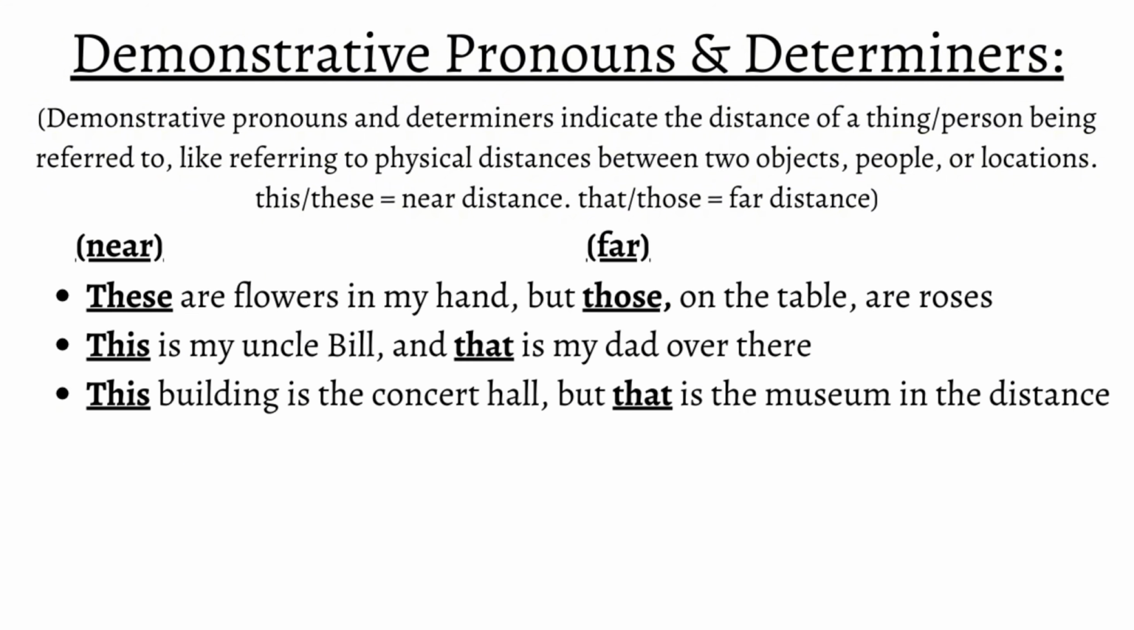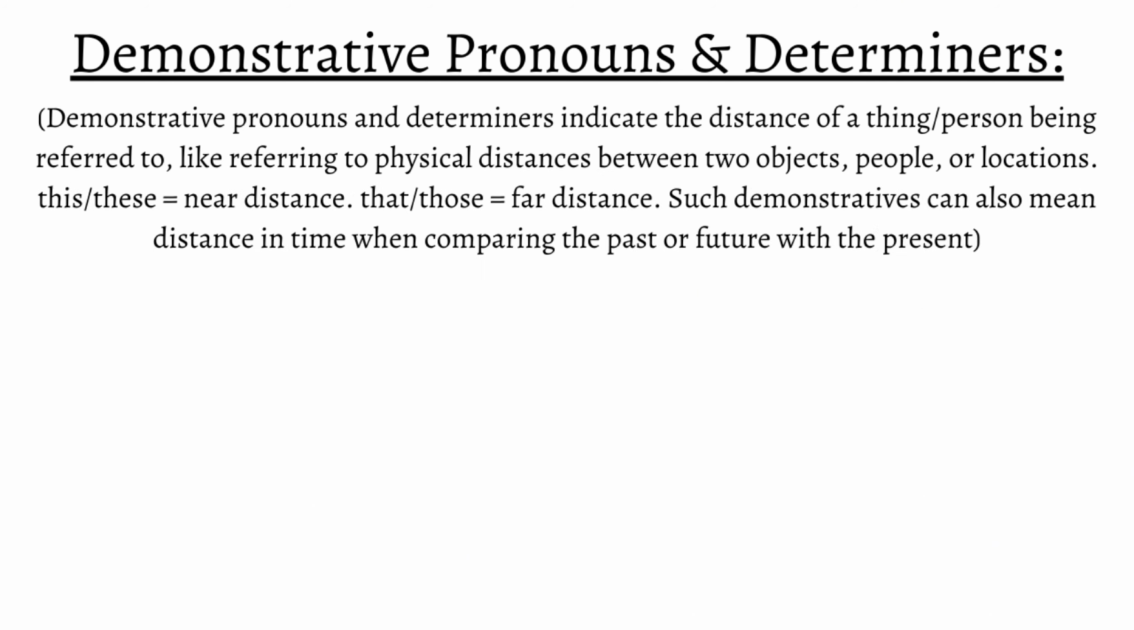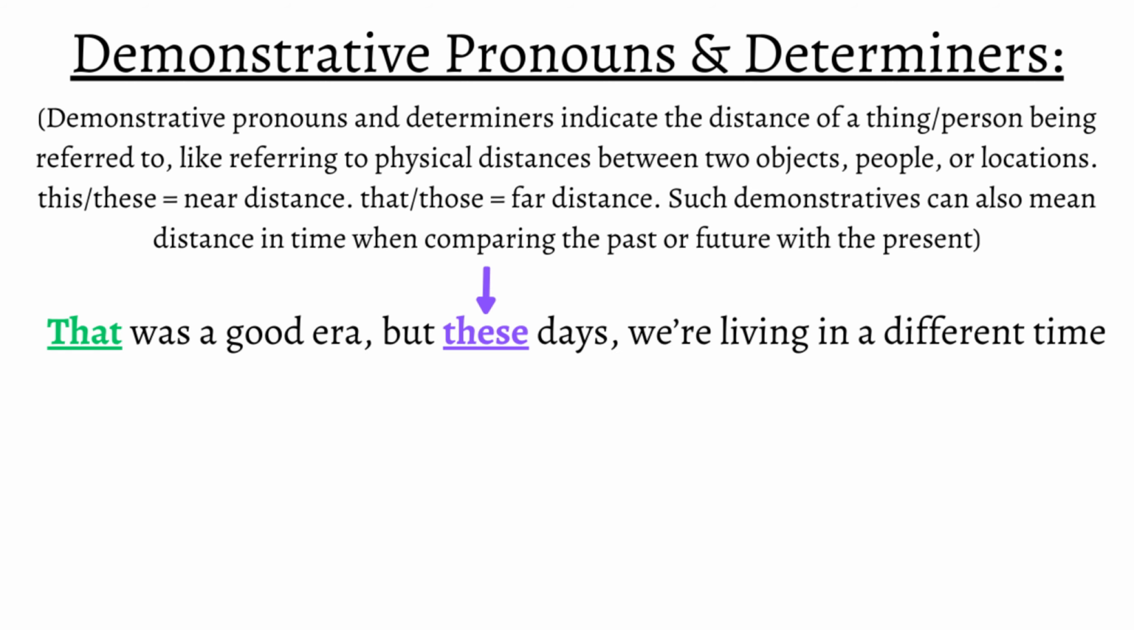Here are some examples. These are flowers in my hand, but those on the table are roses. This is my Uncle Bill, and that is my dad over there. This building is the concert hall, but that is the museum in the distance. Such demonstratives can also mean distance in time when comparing the past or future with the present. That was a good era, but these days we're living in a different time.